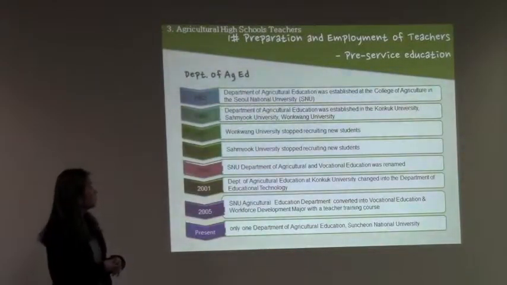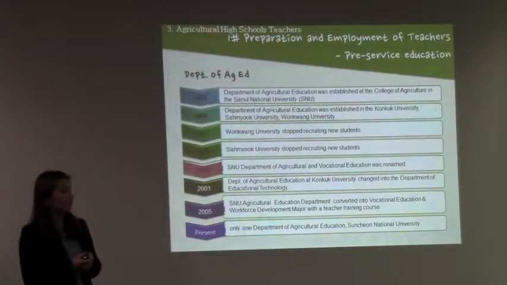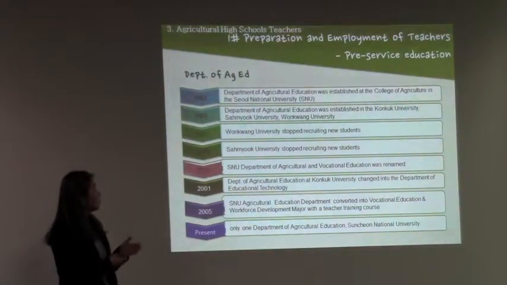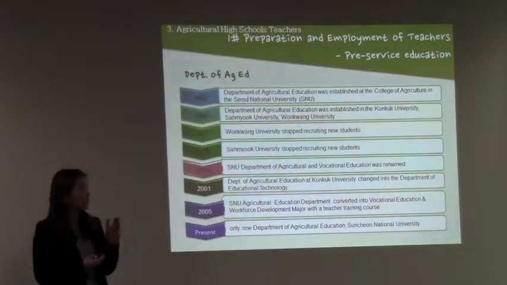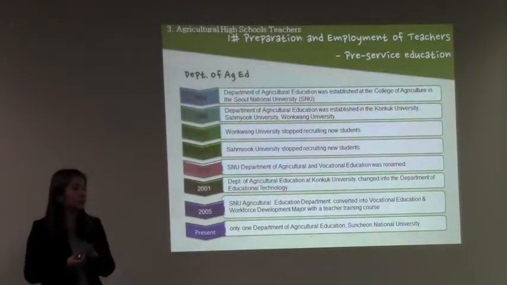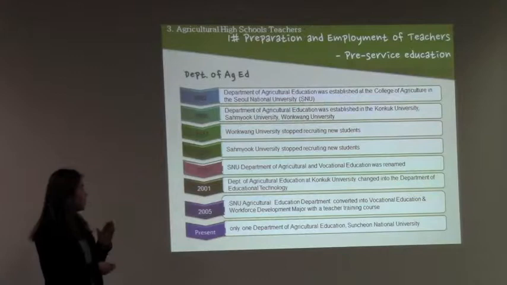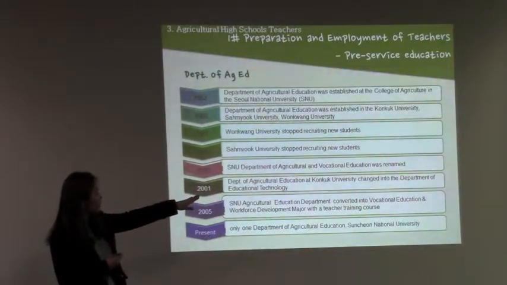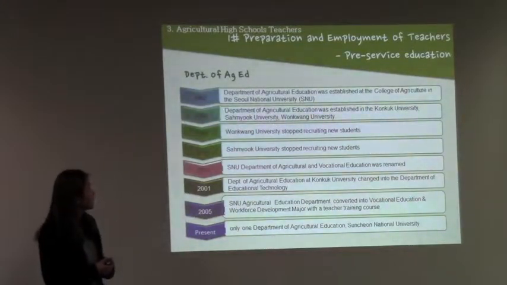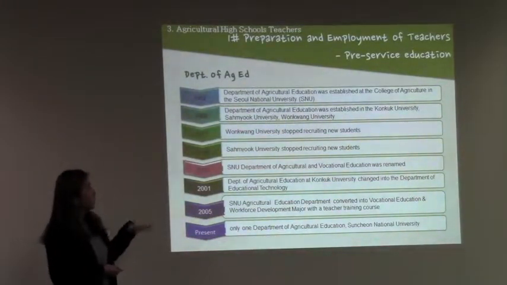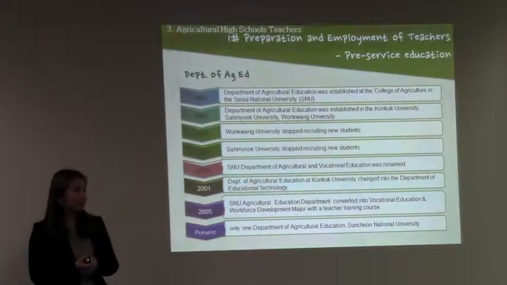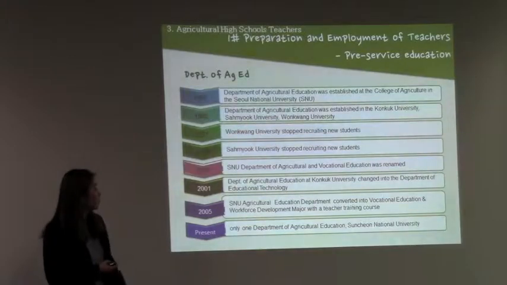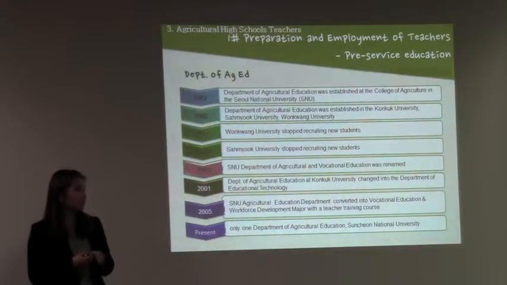The first pre-service education is the Department of Agriculture Education. In 1962, the Department of Agriculture Education was established at Seoul National University, and it was renamed in 2000 to Agricultural and Vocational Education. In those days, many departments were established, but now there is only one department of agriculture education, at Chuncheon National University.